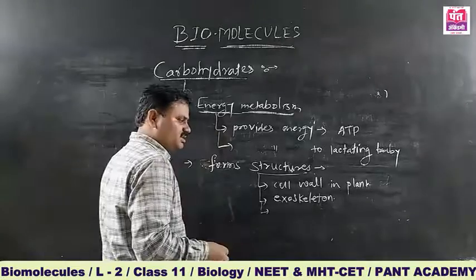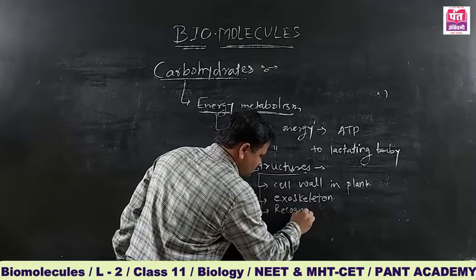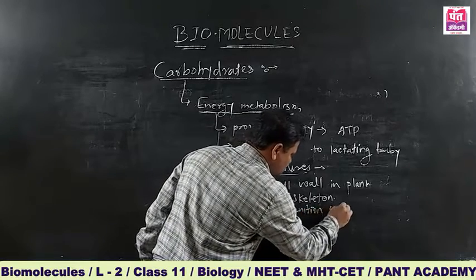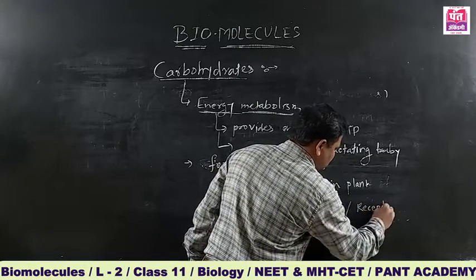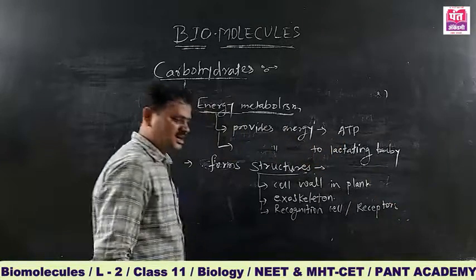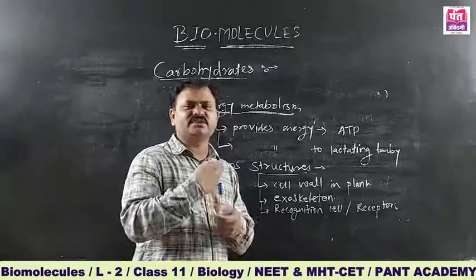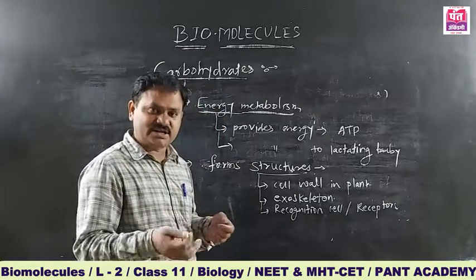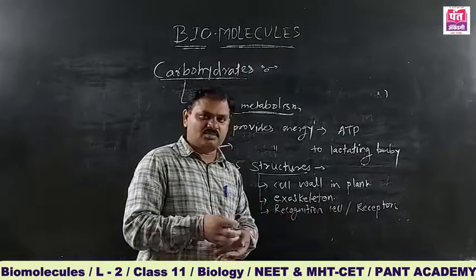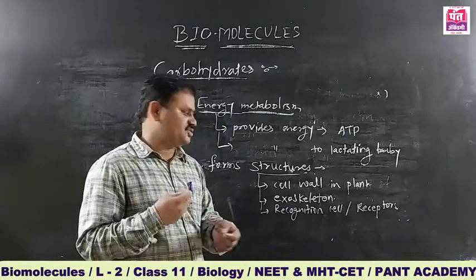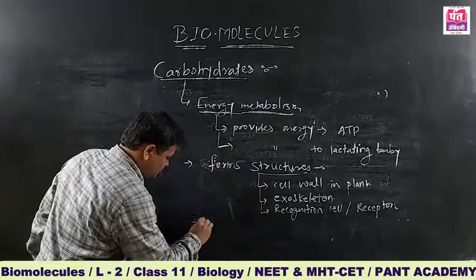It is also involved in the recognition of a cell, and therefore it forms receptors. They are involved in the formation of receptors as well. So a glycoreceptor combines with other kinds of biomolecules and forms complicated biomolecules, and those are involved in the recognition of a cell; cell-to-cell contact is because of these structural forms of carbohydrate. So it forms different kinds of structures.